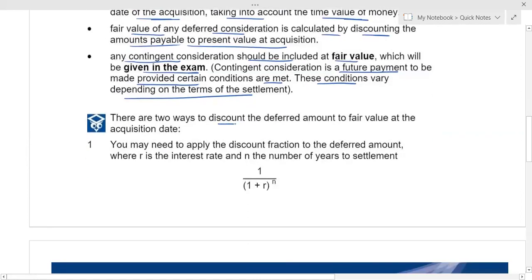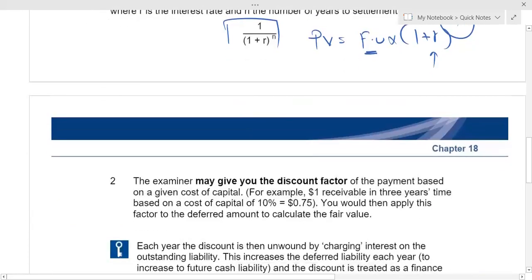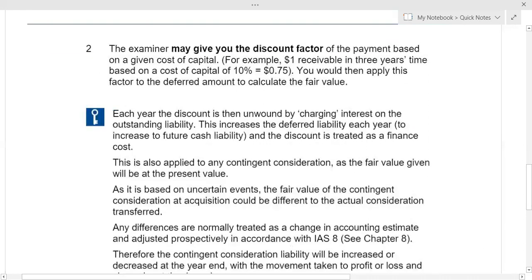There are two ways to discount the deferred amount to the fair value at acquisition. Simply, we can calculate present value like this: present value is equal to future value times (1 plus r) to the power of minus n, where r is the discount rate, n is the number of years, and this is the future value. The examiner may give you the discount factor, like 0.75. Each year, the discount is then unwound.